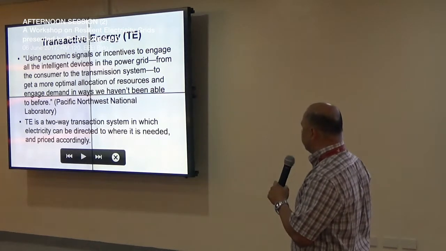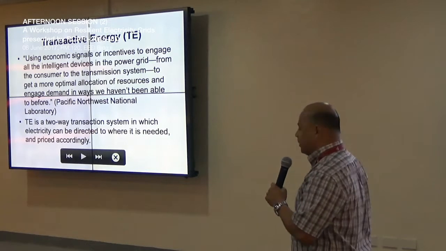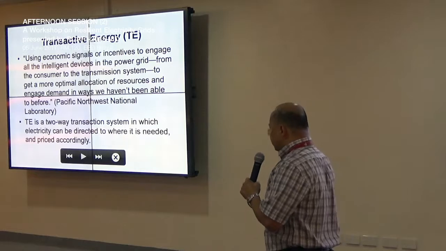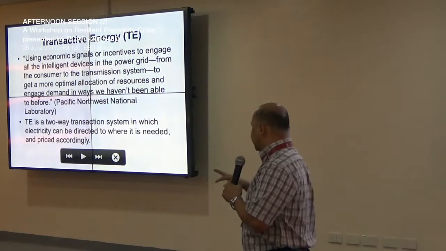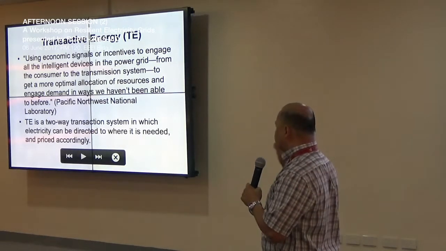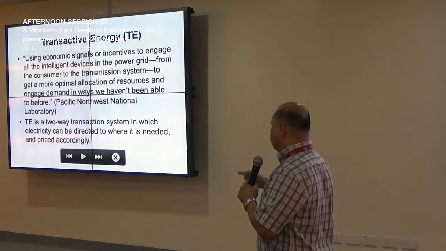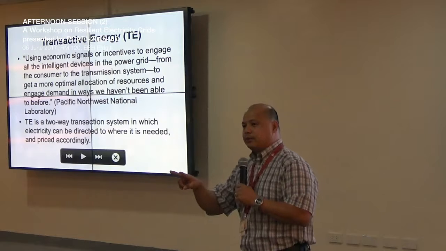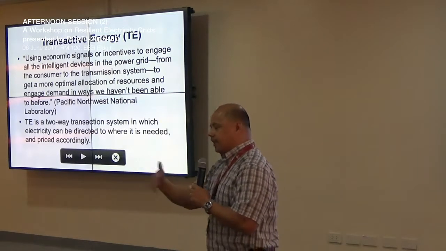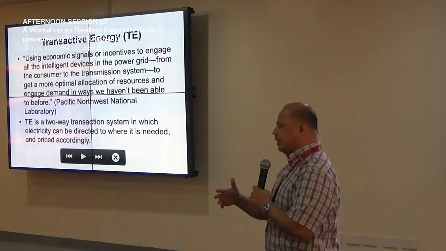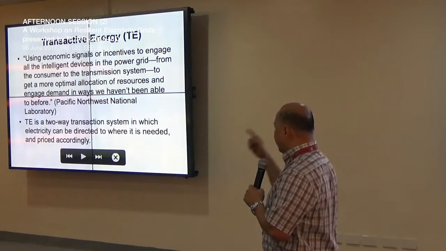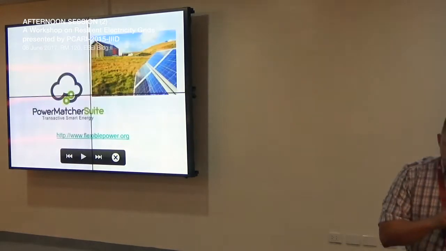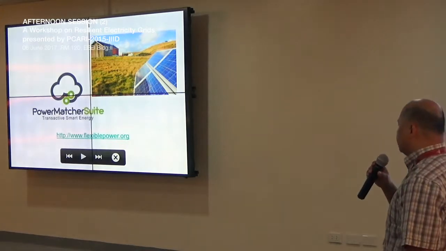And this is the definition of Pacific Northwest National Laboratory. I think it's part of the Department of Energy as well. So, transactive energy is basically a two-way transaction system in which electricity can be directed to where it is needed and priced accordingly. So those are the two elements there. The ability to direct the energy where it's needed and to price it accordingly. So we have to have efficient mechanisms to do that.